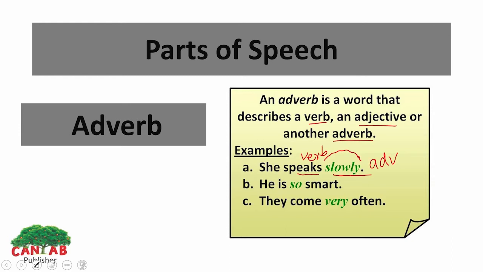He is so smart. Here is is verb and so is adverb. Look at the third one. They come very often. Come is verb and very is an adverb.